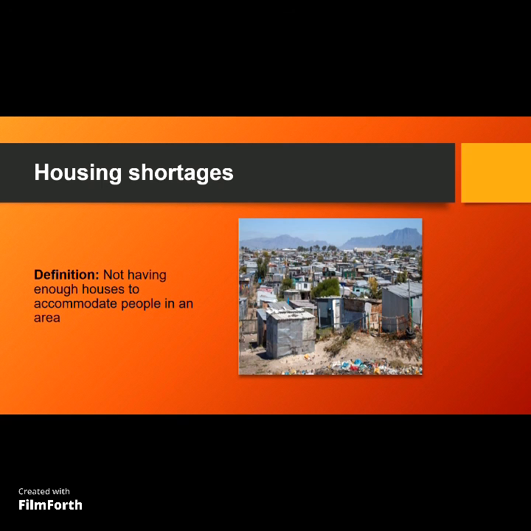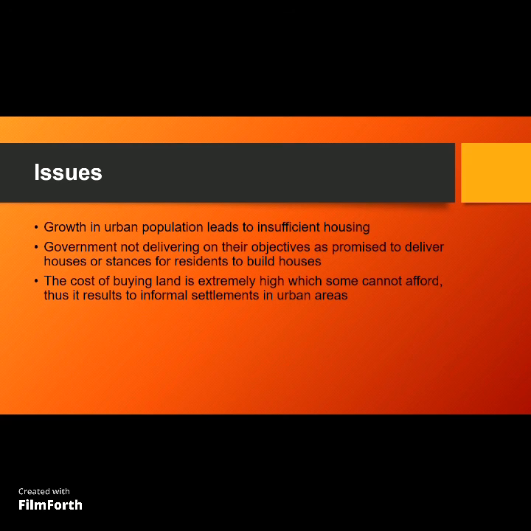Housing shortages. It means not having enough houses to accommodate people in an area. This picture depicts an area with thousands of shacks. This implies that there is no proper housing. Issues that relate to housing shortages. The increase in urban population leads to insufficient housing. Government not delivering houses or stands for residents to build houses as promised. The cost of buying land is extremely high, which some people cannot afford. Thus, it results in informal settlements in urban areas.